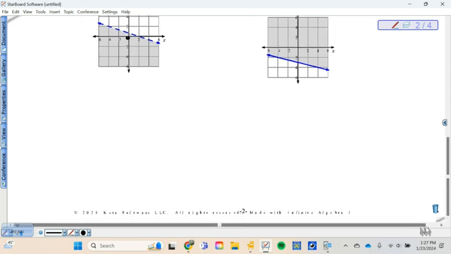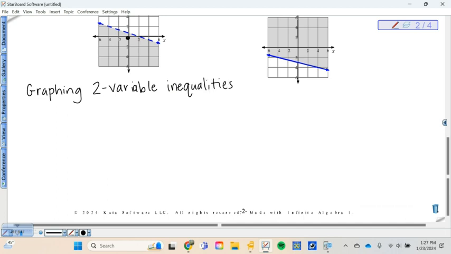Okay, so when we want to graph two variable inequalities, we've got 3 steps. First step, plot points using m and b. What am I talking about when I say m and b?